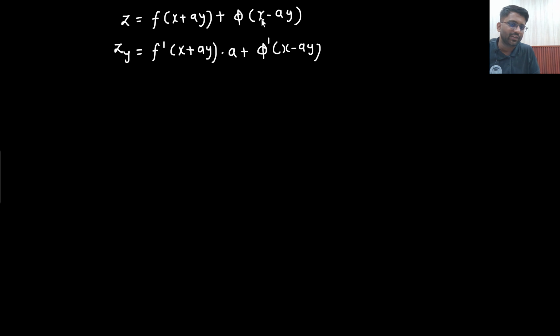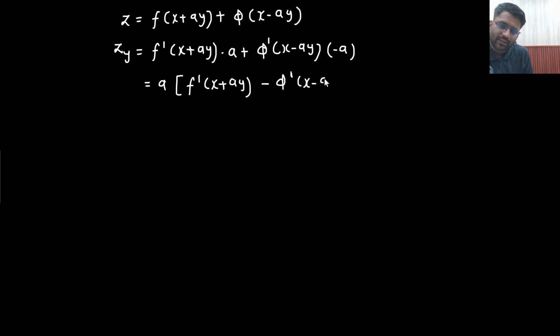What will be the differentiation of x? That will be 0, differentiation of ay will be minus a. Right? So this is what you are getting. So a you can take common: a times f dash (x plus ay) minus phi dash (x minus ay). This is your zy.